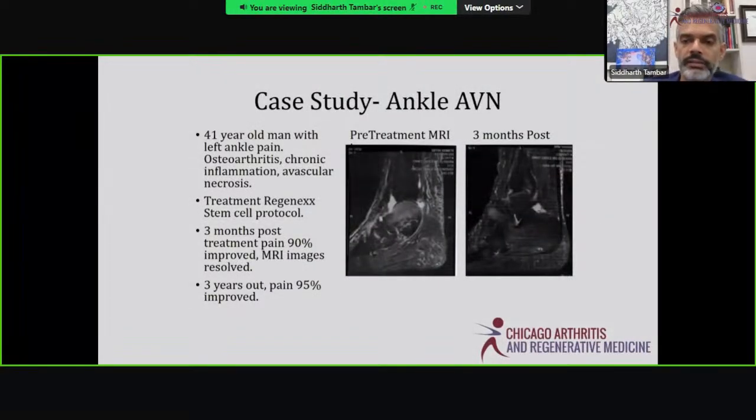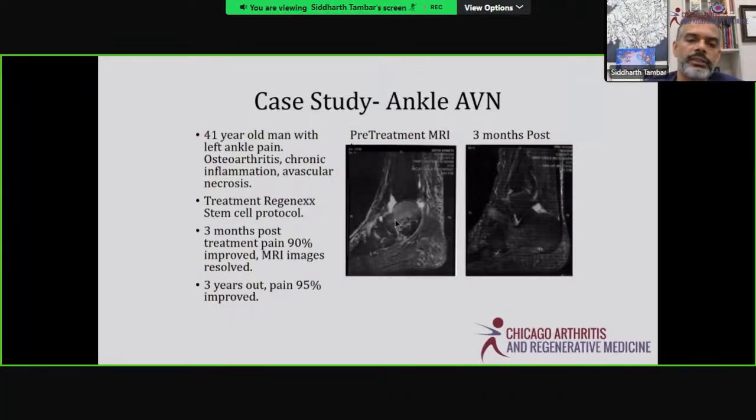Case study of an ankle, avascular necrosis, 41-year-old man, left ankle, osteoarthritis. He's a chef on his feet for 13 hours at a time. He had a little bit of inflammation. You can see that because on the pre-treatment MRI, you see some narrowing of the joint space. You see a little bit of fluid in the joint. And he also has some early stages of avascular necrosis, damage to the bone. That's dangerous to the joint because the joint normally gets its blood supply from the bone. The bone is being actively damaged. The cartilage will not get its blood flow, and progressively this joint will get more and more arthritic.